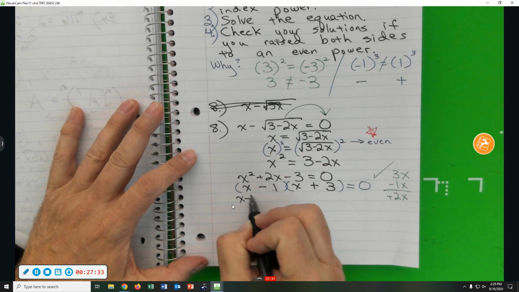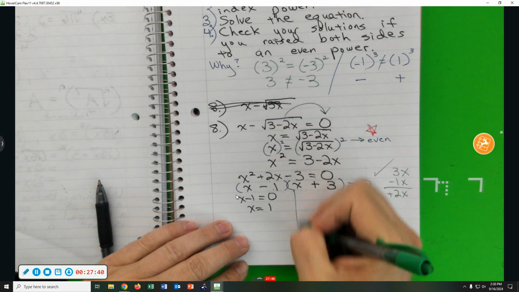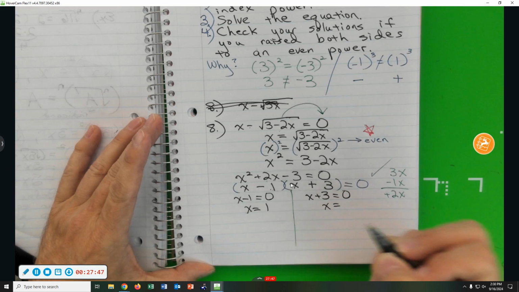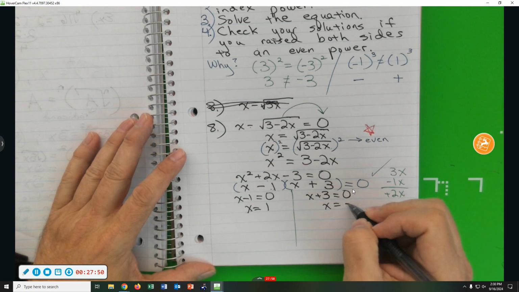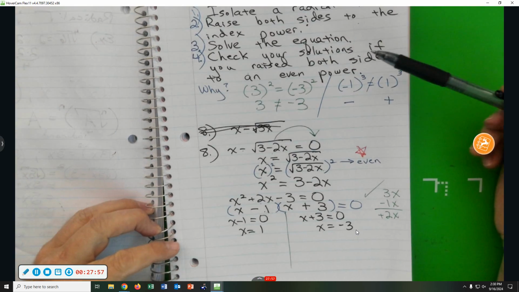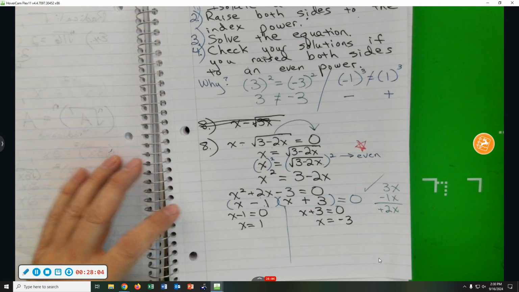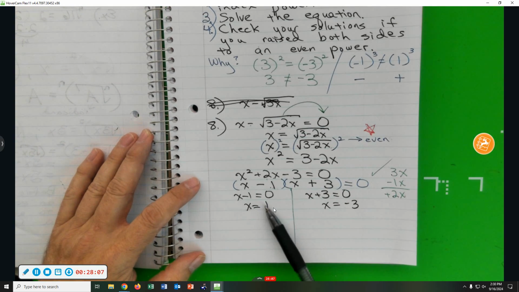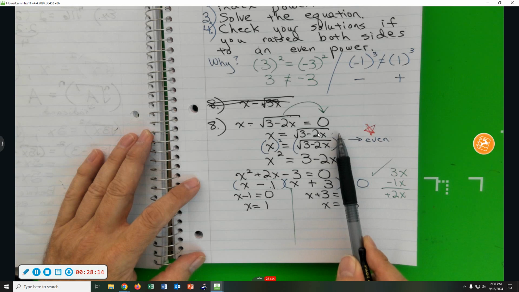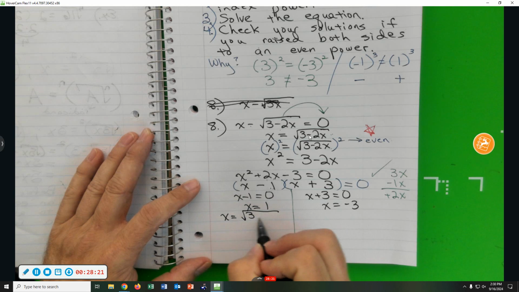Well, setting each factor equal to 0, we get x equals 1, or what's the other number we're going to get? X equals negative 3. But notice I didn't just circle those answers. Check your solutions if you raised both sides to an even power, and we did. So let's check x equals 1. We'll check that one first. And remember the way I start, I'm going to use the format where the radical is isolated. That's easier. I'm going to use x equals the square root of 3 minus 2x.